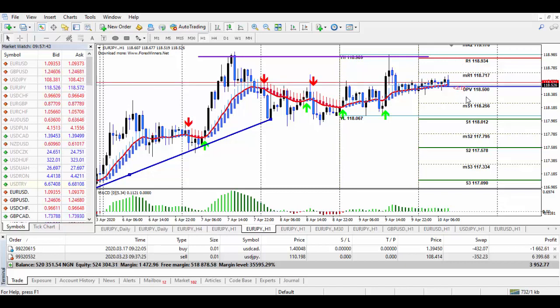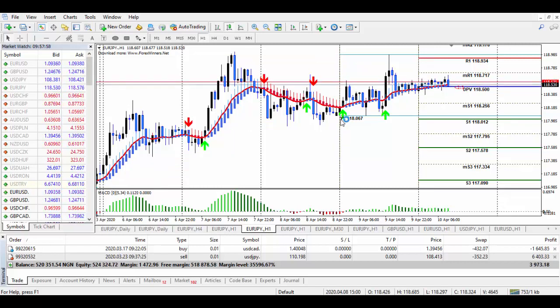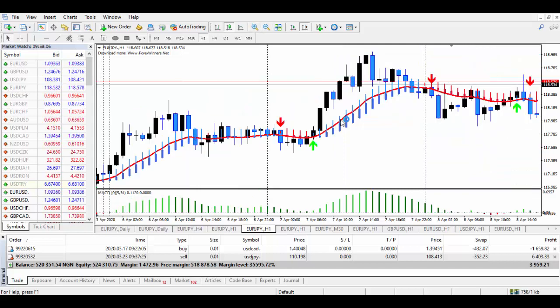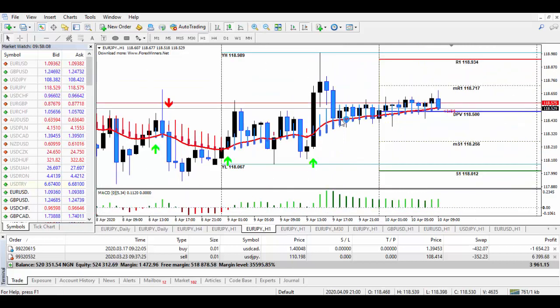But right now, with the price bouncing on this support level, you can see here we have YL, that's yesterday's lowest price. Also YH here, yesterday's highest price. So let's zoom in a bit to see what the price is doing right now. So this is yesterday. From here to here is the activity for yesterday, and this is for today.